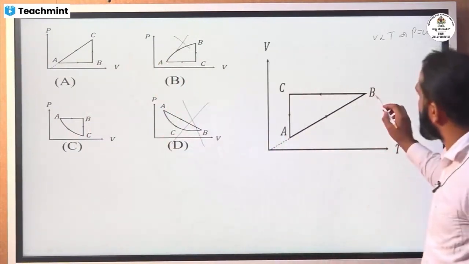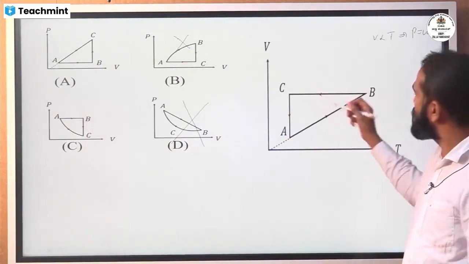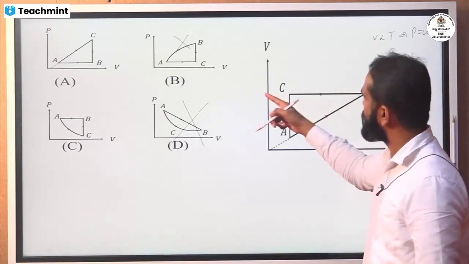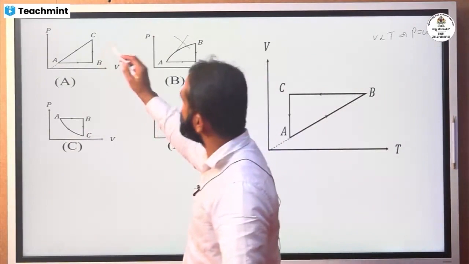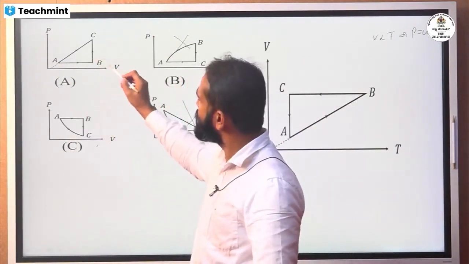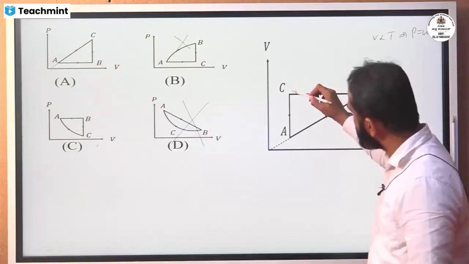Let's look at the part here, B to C. From B to C, look at the graph. From B to C, the volume is constant here. We have to identify which option is possible. So from B to C, in both option C as well as option A, volume is constant. So both are possible. And coming to the last part, that is C to A.